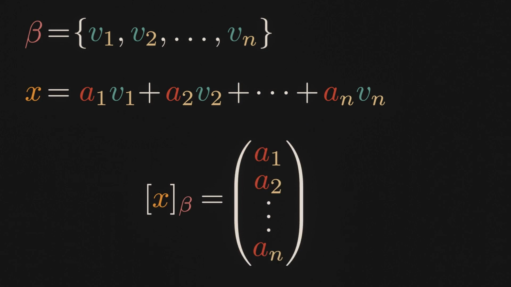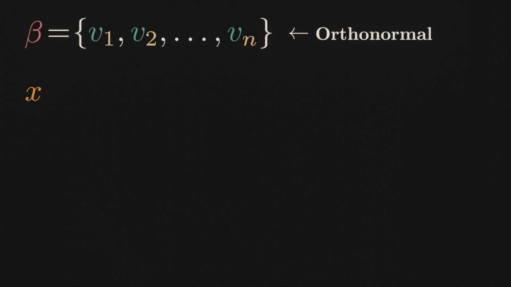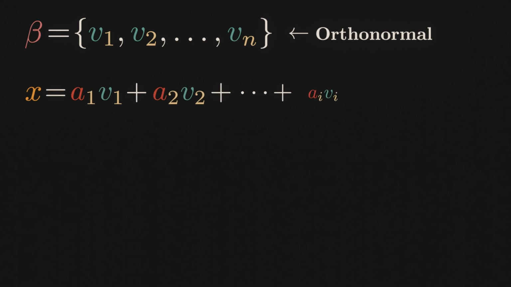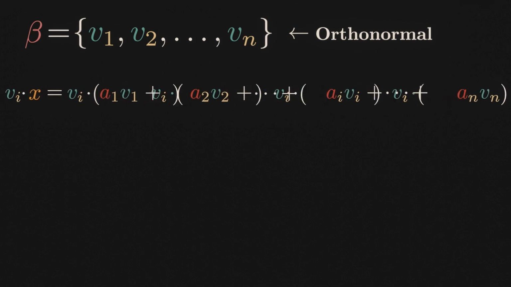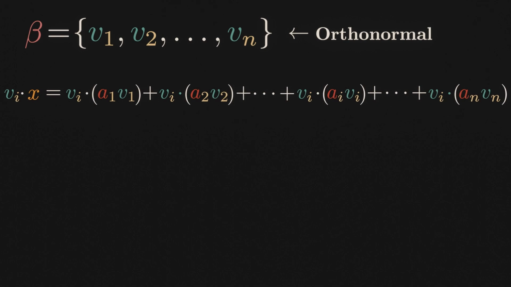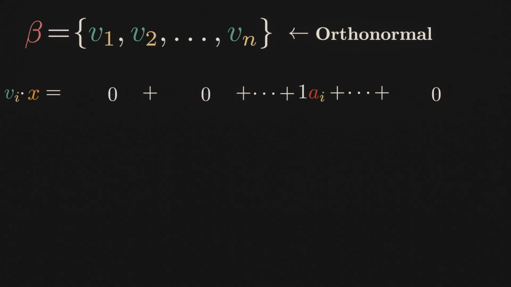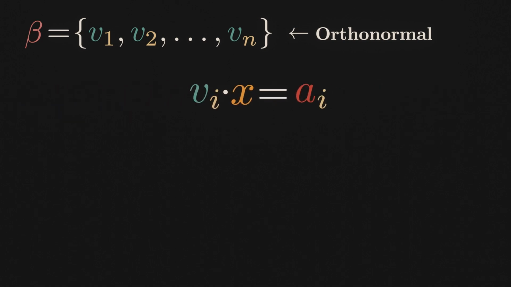Let's see why. Suppose we have an orthonormal basis, beta, and a vector x. x can be written as a linear combination of the vectors in beta. So, x equals a1 times v1 plus up to some ai times vi, plus all the way up to an times vn. We are interested in finding the coefficients. Now, let's see what happens when we take the dot product with vi on both sides. On the right side, we can distribute this out. vi dotted with vi will equal 1 because it is normal. The dot product for all the other vectors will be 0 because the vectors are orthogonal to vi. So x dotted with vi is equal to ai.